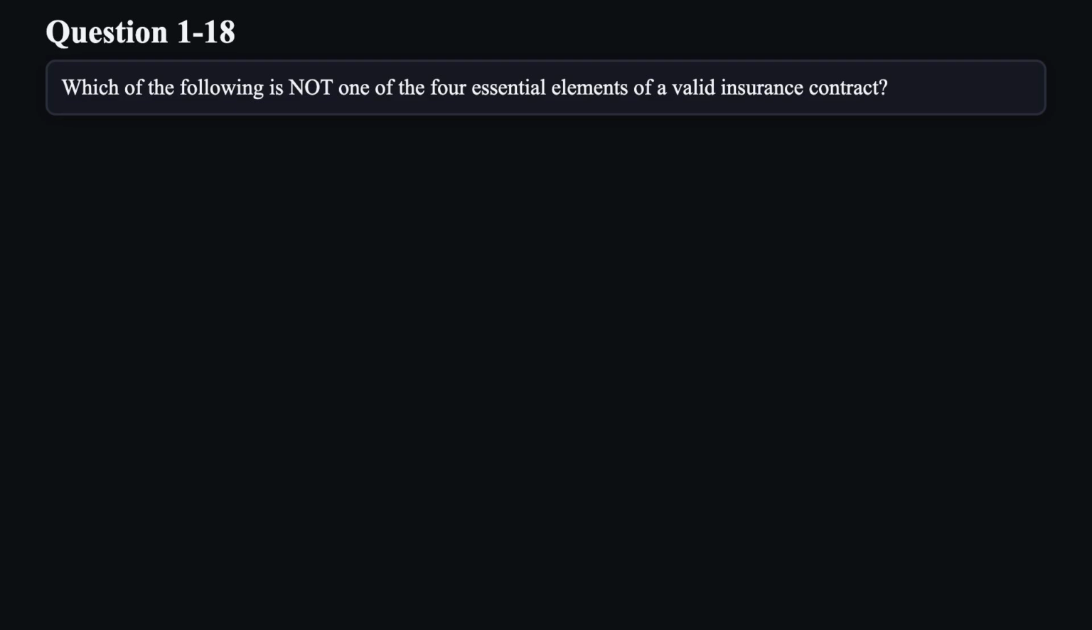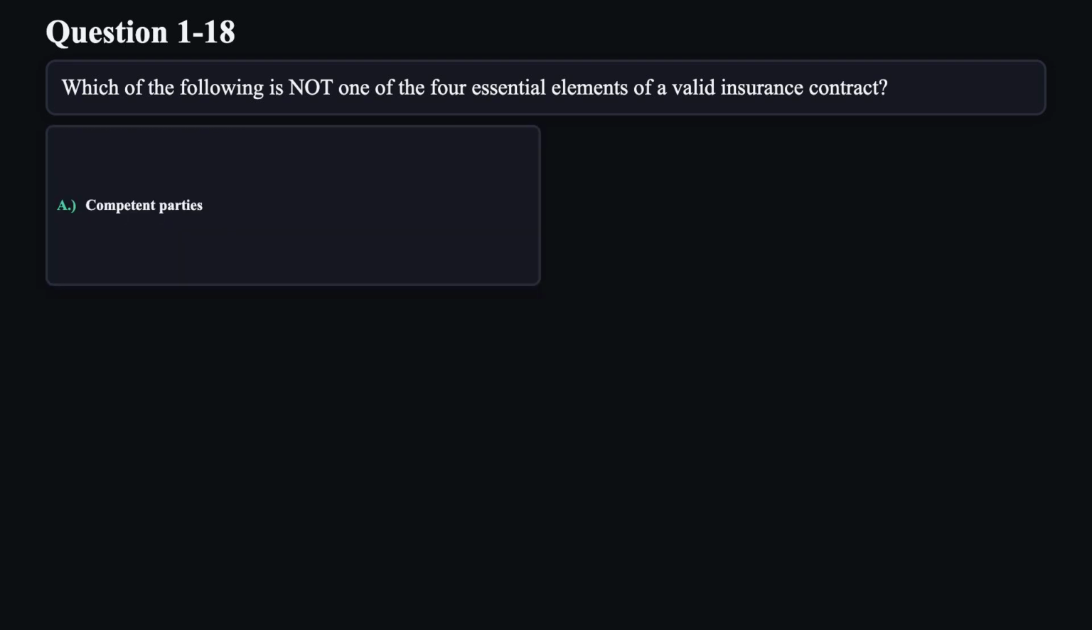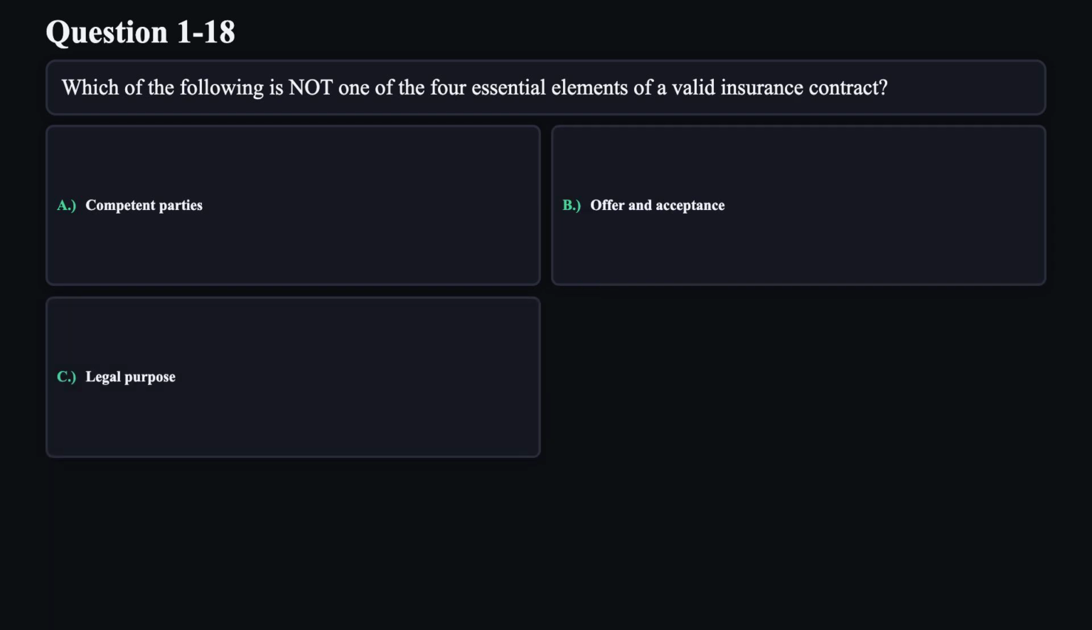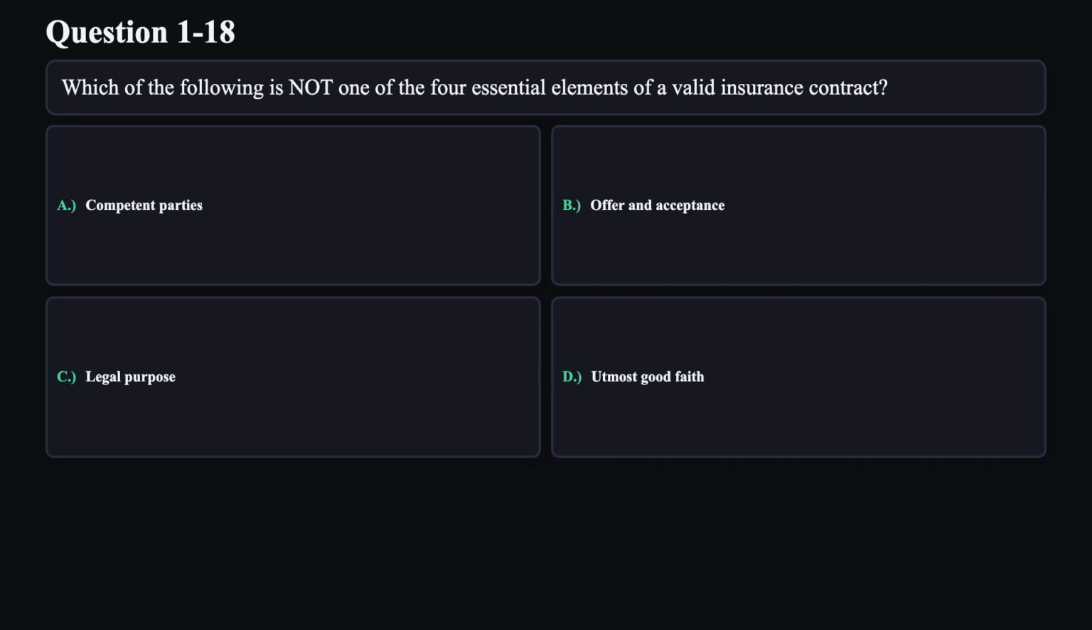Question 18. Which of the following is not one of the four essential elements of a valid insurance contract? A. Competent parties. B. Offer and acceptance. C. Legal purpose. D. Utmost good faith.